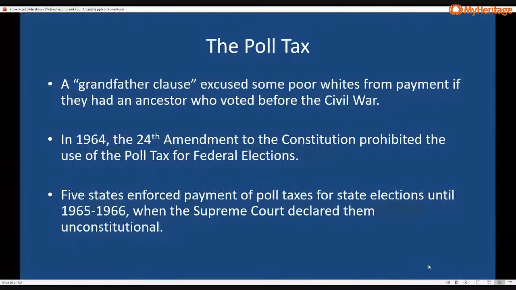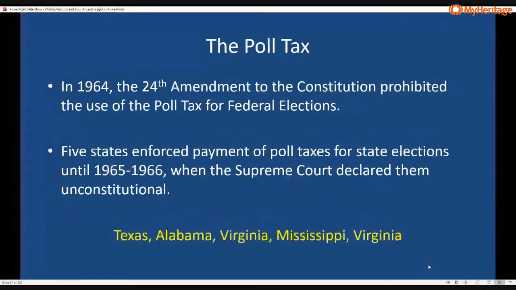Five states enforced payment of poll taxes for state elections until the 1965-66 era. This is when the Supreme Court declared them unconstitutional. So you may think that the poll tax is something from a very long time ago, but in actuality, it was in place up until the 1960s. Those five states are Texas, Alabama, Virginia, Mississippi, and Virginia. And so it's important that we look at the election laws, the voting laws in the areas where we're doing research to help guide us as to what records are available and how long those records were in place, such as the poll tax.